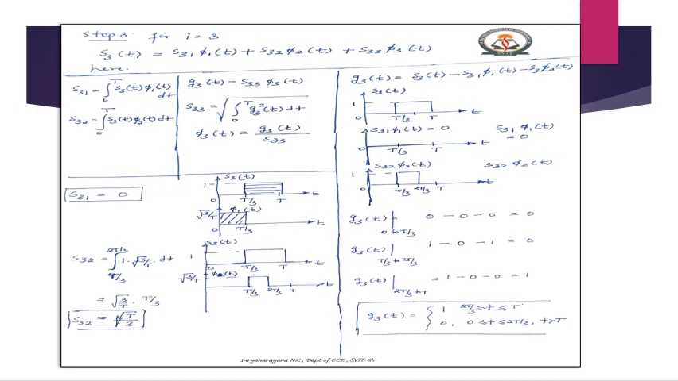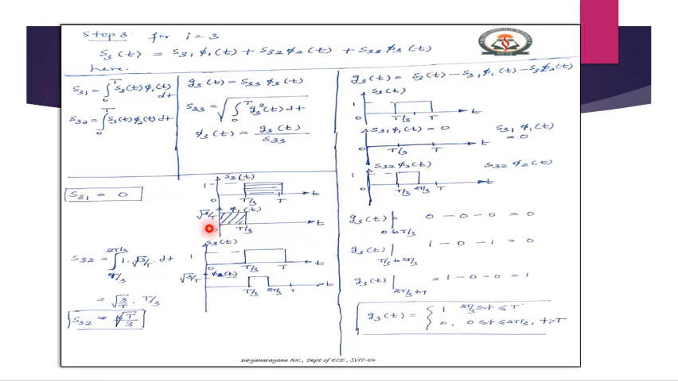Because as we already studied the waveform of S3 of t in the given question, it is 1 when the t value ranges from T by 3 to T, and it should be multiplied with phi 1 of t. Therefore, phi 1 of t is already defined in the step 1 procedure as root 3 by T when t ranges from 0 to T by 3. So when we multiply both of these waveforms, we will be resulting with the value 0.